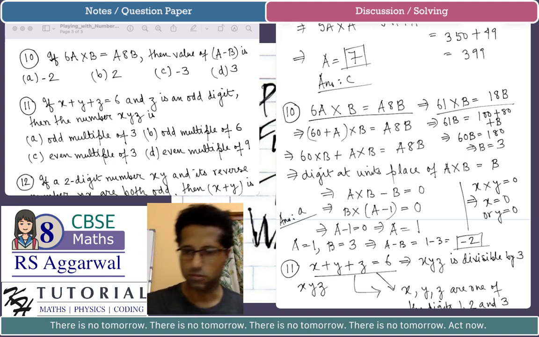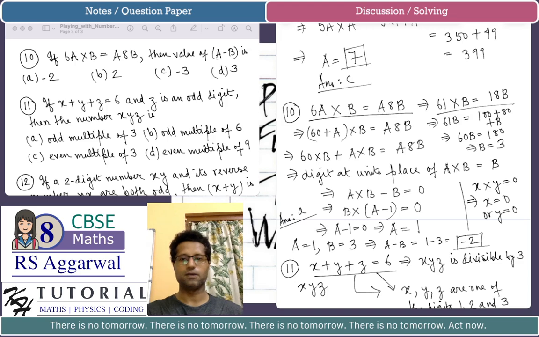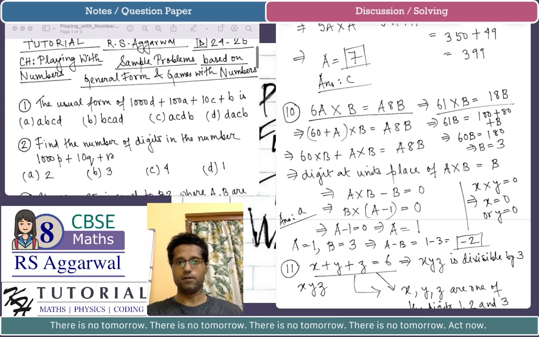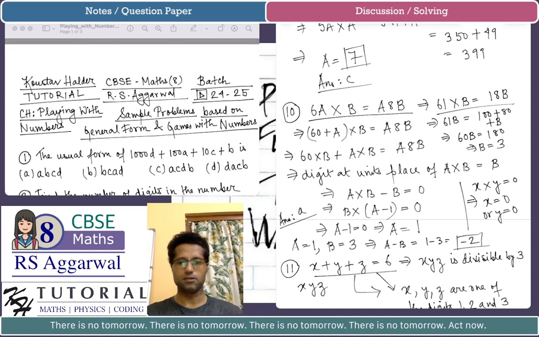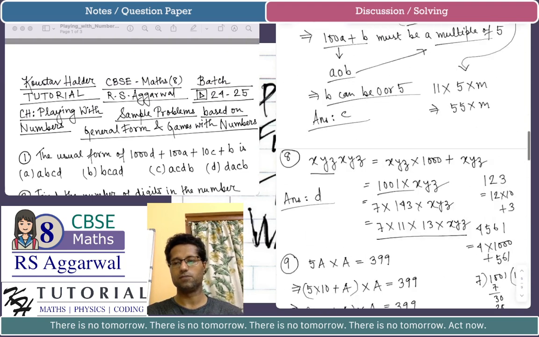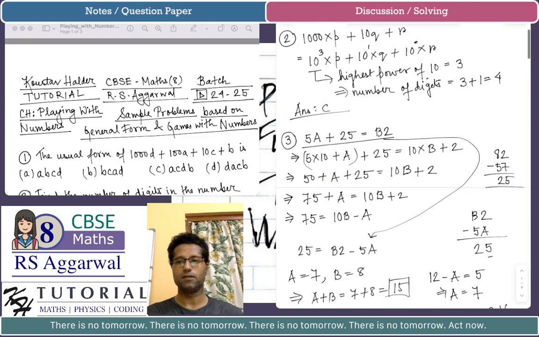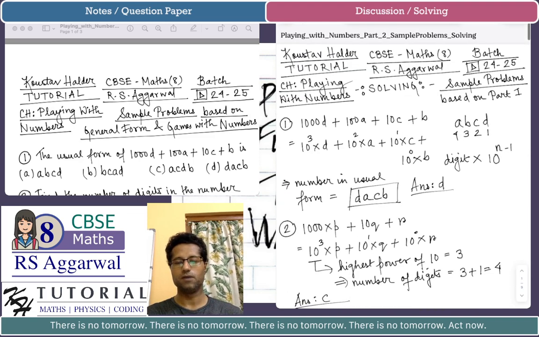Okay. So this brings to an end the solving of some sampled 12 problems based on the topic of general form of a number and games with numbers that I discussed in the previous video, that is part 1 of the chapter of playing with numbers. I hope this set of problems will give you a good understanding of how to apply the concepts of general form of a number and games with numbers to solve this kind of problem.